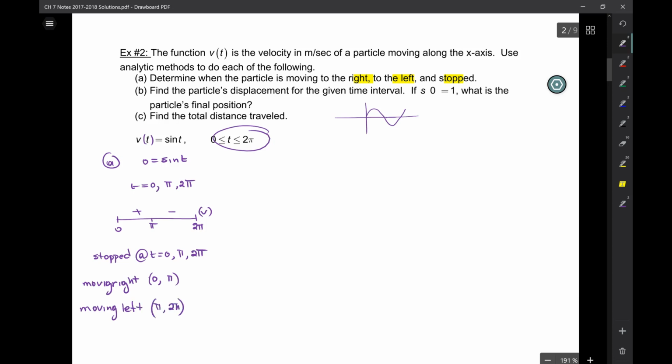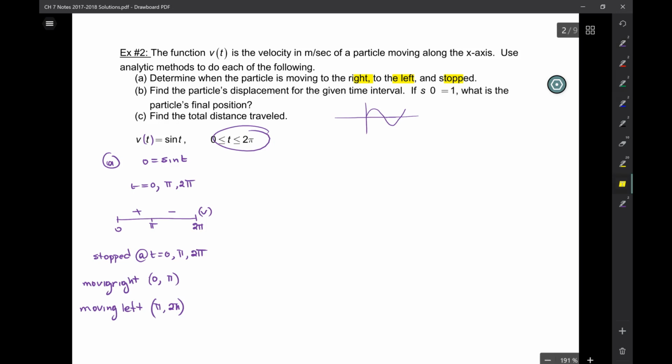Wait, how do you know to do brackets and parentheses? Whenever it's part of where it stopped, parentheses. So at 0, pi, and 2 pi, it stopped. So at 0, pi, and 2 pi, parentheses. Okay.